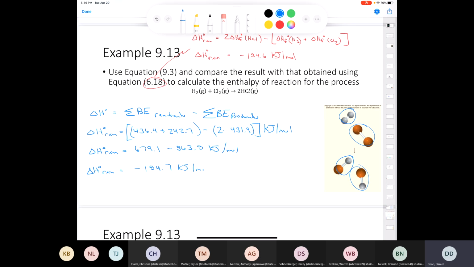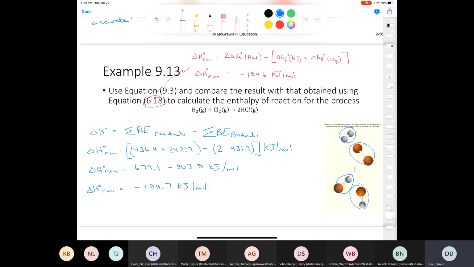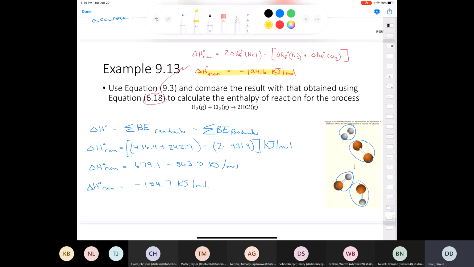kilojoules per mole. Okay? If you look at these two values, the one that used heat of formation constants from the appendix and the one we used bond enthalpies, they're almost identical in this case, right? And we could say here, results almost identical since bond enthalpies are not averages.